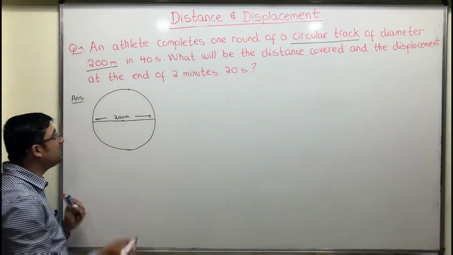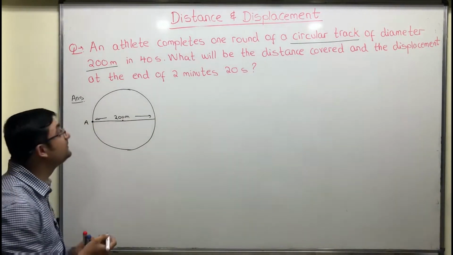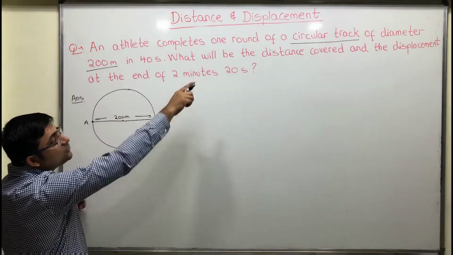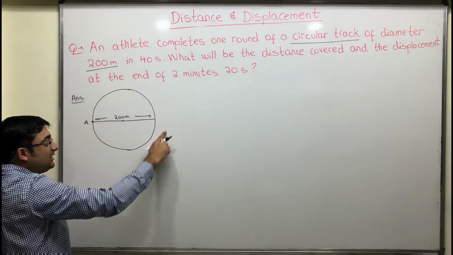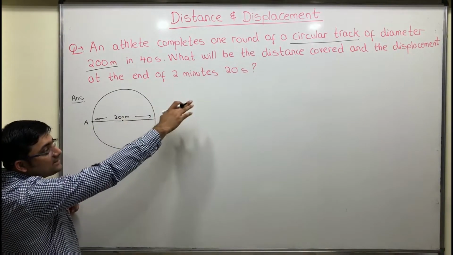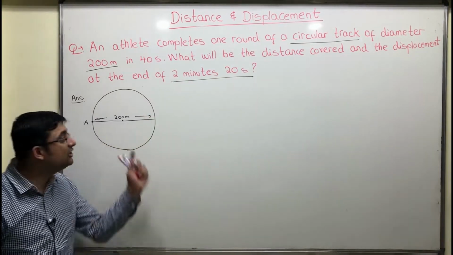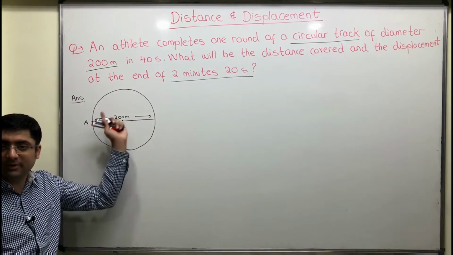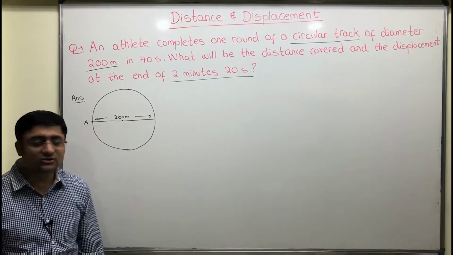Now we have to choose a starting point. Let's say I take this point over here, A, as my starting point. We're given he completes one round of the track in 40 seconds. So starting from A, the athlete runs one round in 40 seconds. Now we have to find the distance and displacement at the end of 2 minutes 20 seconds. It takes him 40 seconds to complete one round, so first let's find how many rounds he'll take in 2 minutes 20 seconds.